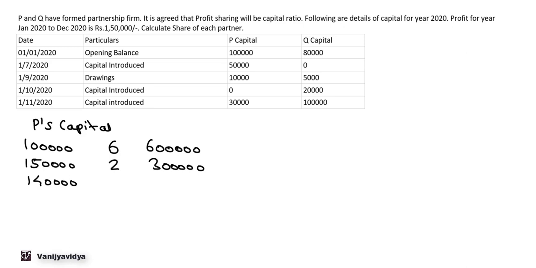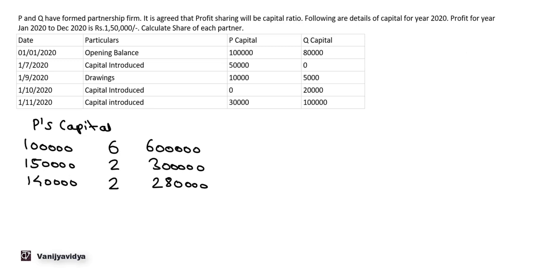So this 10,000 was withdrawn on 1st September 2020. Then directly the capital was introduced on 1st November 2020. So this 1,40,000 balance was there for 2 months, that is September and October till 1st November 2020. So 1,40,000 into 2, that comes to 2,80,000.